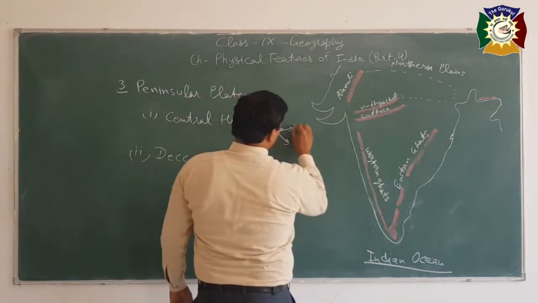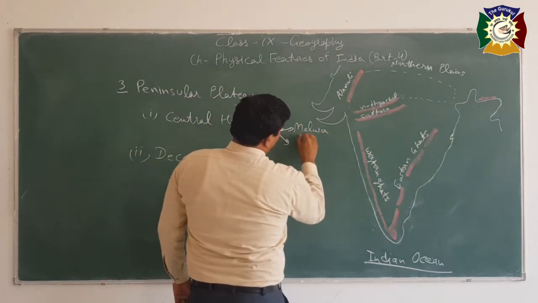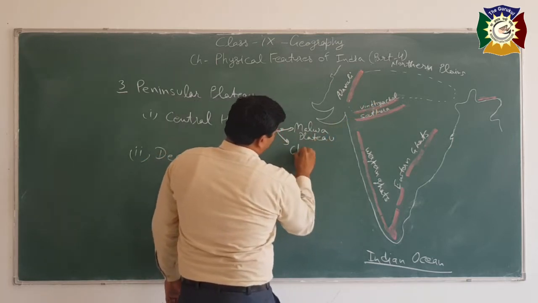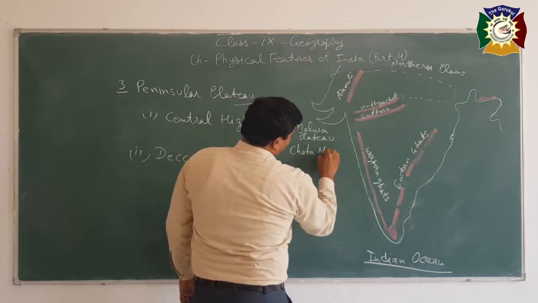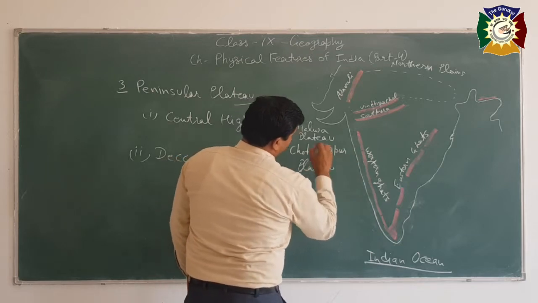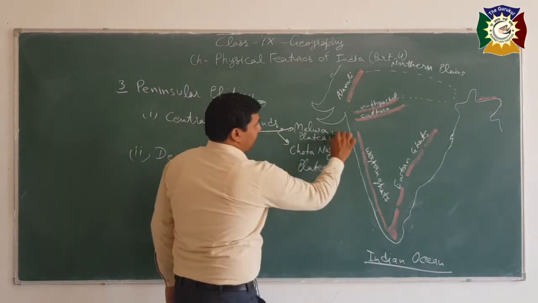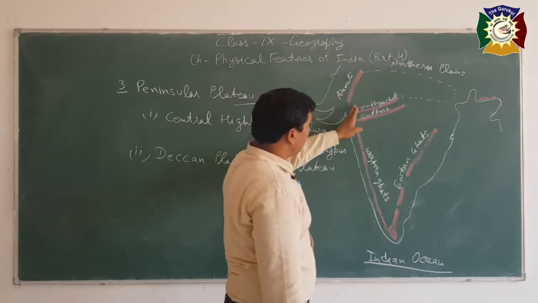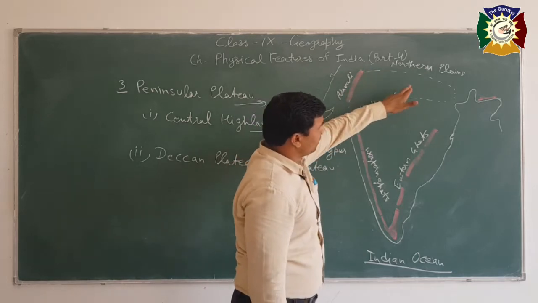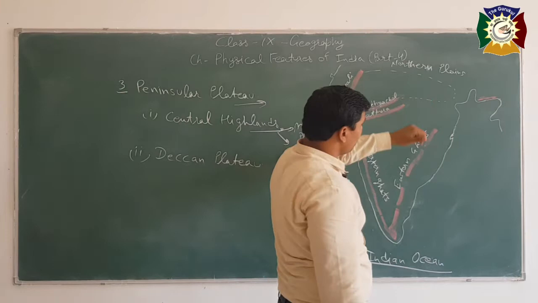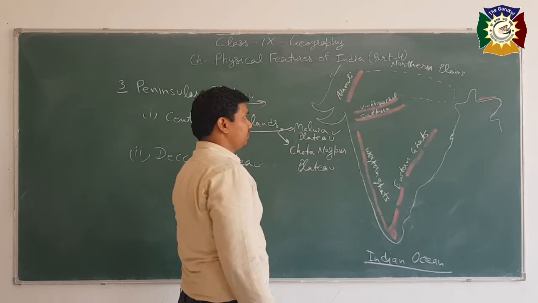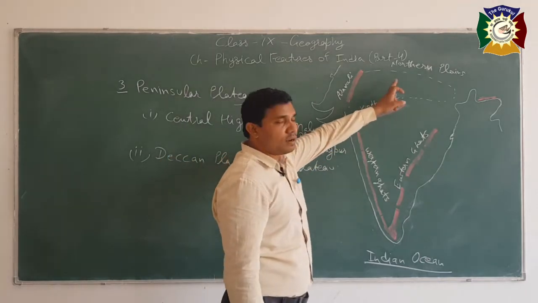First of all, the Malwa plateau, and the second one is Chota Nagpur plateau. First of all, the Malwa plateau. This area, from Aravalli to Vindhyachal, till here in the central parts, is known as the central highland, the Malwa plateau of central highland.